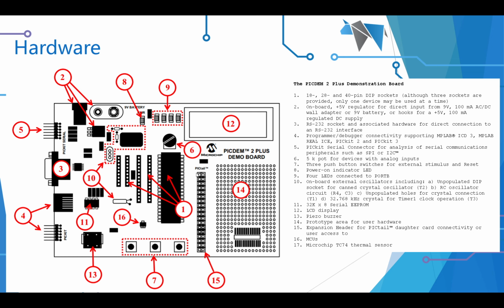At number 5, where's number 6? Number 6, it's got a potentiometer to control the LCD. It's got some buttons down the bottom here at number 7. Number 8, it's got a power indicator LED, and 4 LEDs at number 9, which is at the top here.